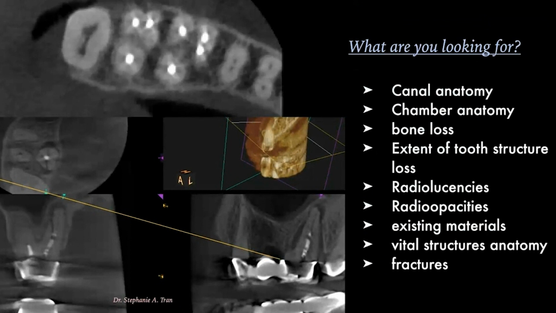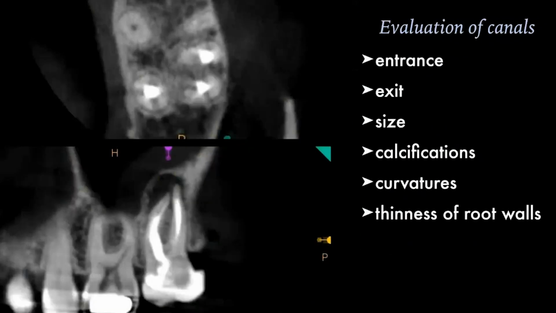So that's every aspect of the canal anatomy. The chamber itself, we want to look at the bone loss, both vertical and horizontal. We want to see how much tooth structure has been lost, so it can give us an idea about caries, radiolucencies, and radiopacities, and much more. And yes, sometimes it can show us fractures.